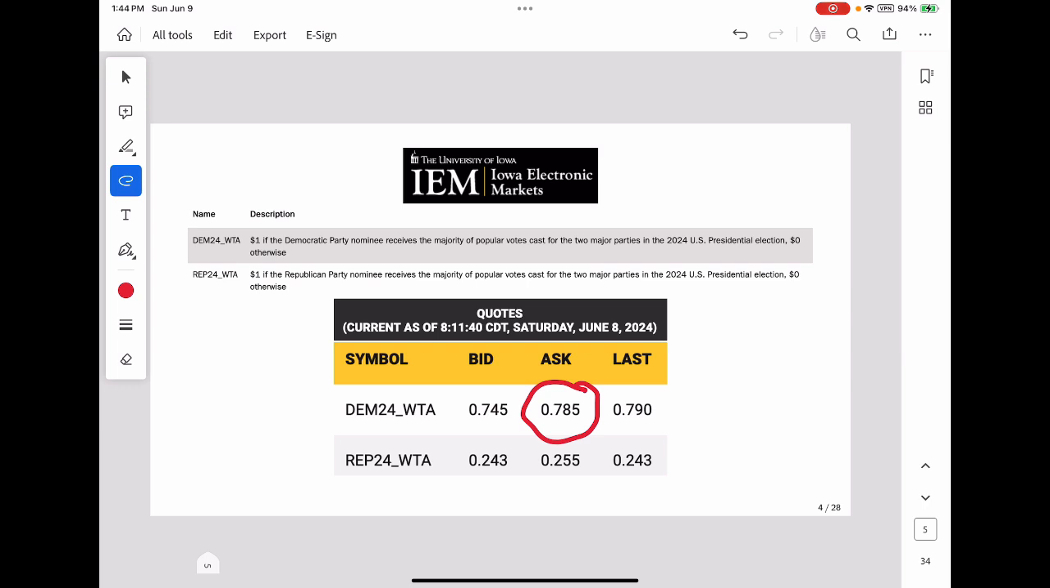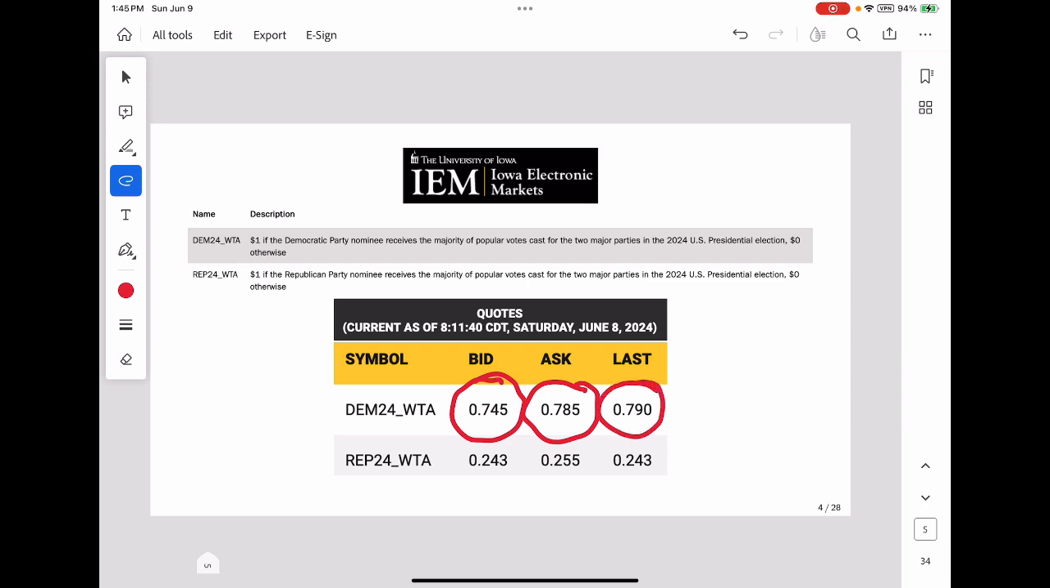If you already own this contract, for example, and you wanted to sell it, then the price that you would receive for selling it is somewhat lower. It's about 74.5 cents. So the price to buy the contract and the price to sell the contract are not the same. The price that you would have to pay to buy is higher, and it has to be higher than the price that you would receive if you were to sell these contracts. And the last column, which is called last, tells you the price at the last trade.